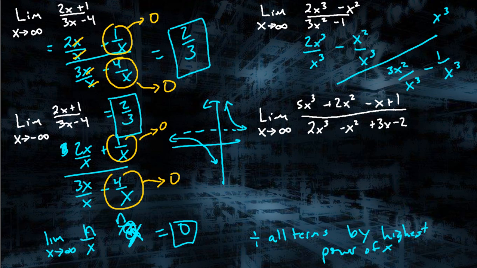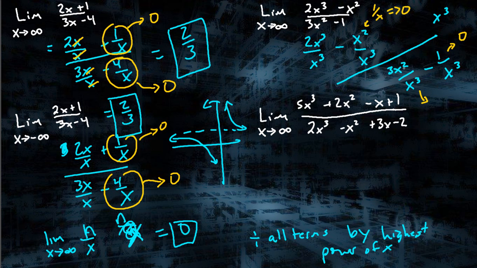Now, let's see what we can figure out. So this term reduces to 1 over x, so this one goes to 0. This one is 0. This one is also going to go to 0.